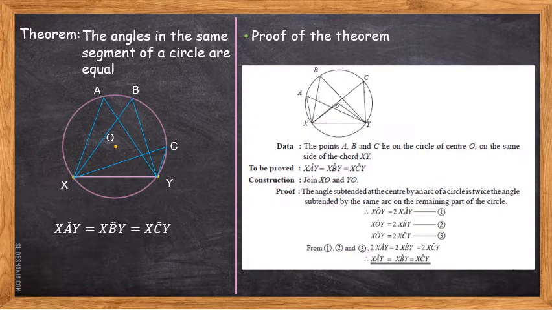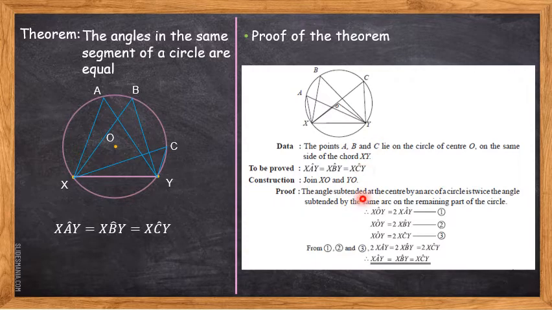Then let's look at the proof. Here there is a circle and there are 3 angles drawn in the same segment. Actually it is the major segment. Then the center of the circle is O and XYO is an angle on the center. Angle subtended on the center.